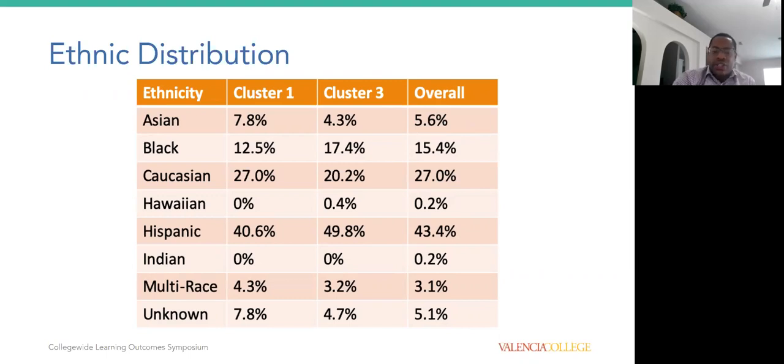As we can see here, there are some percentages that are very similar, and there are some with pretty drastic differences, right? For Hispanic, the higher performing cluster, cluster 1, had roughly 40%. The lower performing cluster had nearly 50% Hispanic. And so things along that nature.